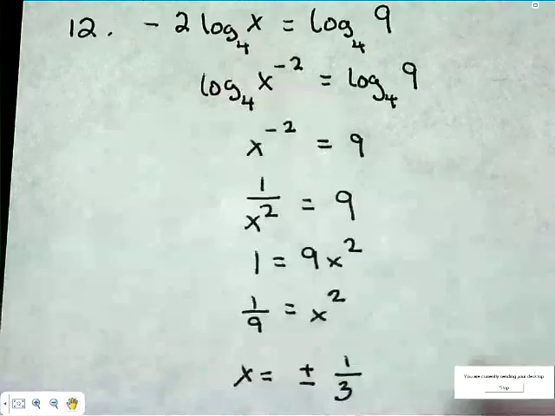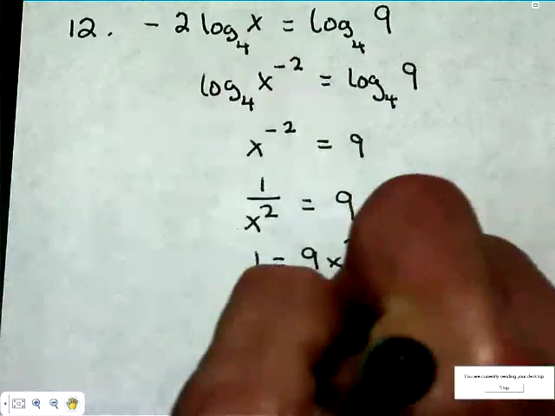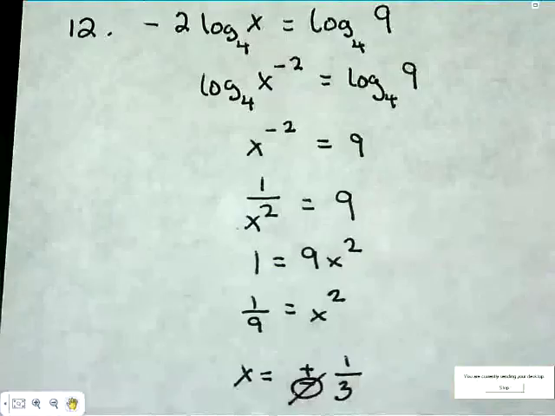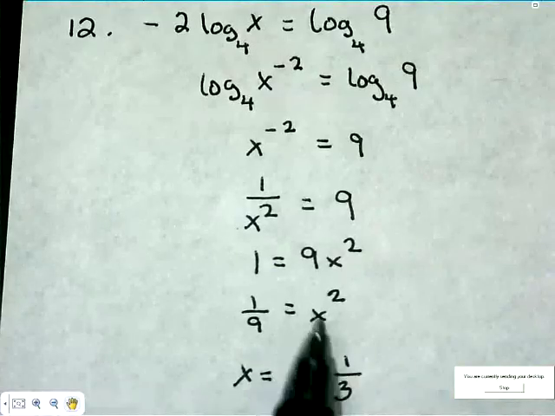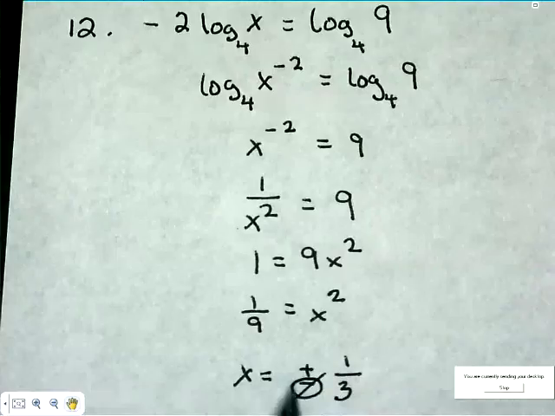So on this particular problem, my two bells and whistles just about undid each other. If I had forgotten that when I took the square root of both sides, I got a plus or minus, then I'd still have the right answer on this particular problem because I can't use the minus anyway.